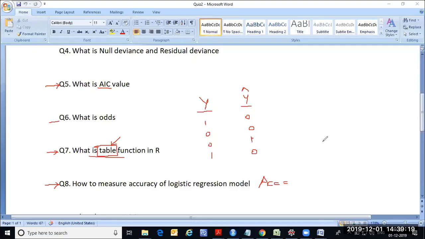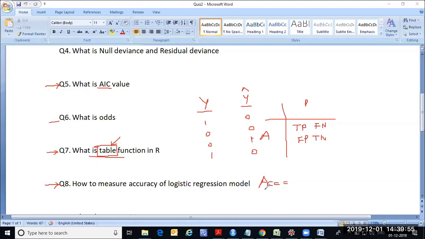What are the 4 quadrants that you will have in confusion matrix? True positive, true negative, false positive, false negative. Provided you have taken the predicted values on the columns and actual values on the rows. Correct?